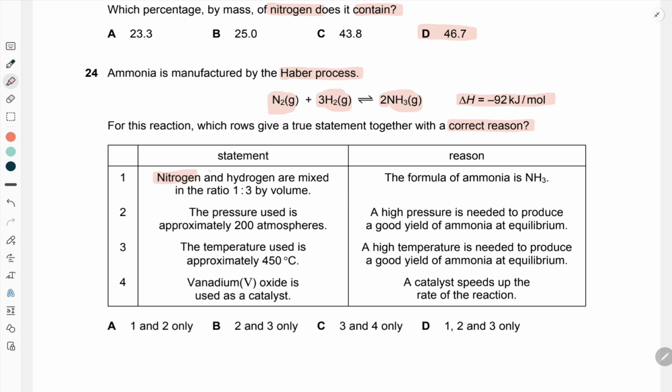Statement 1. Nitrogen and hydrogen are mixed in 1:3. So I think this is correct. You have 1 nitrogen and you react it with 3. The statement is correct. The formula is NH3. This is also correct, which means statement 1 is true.